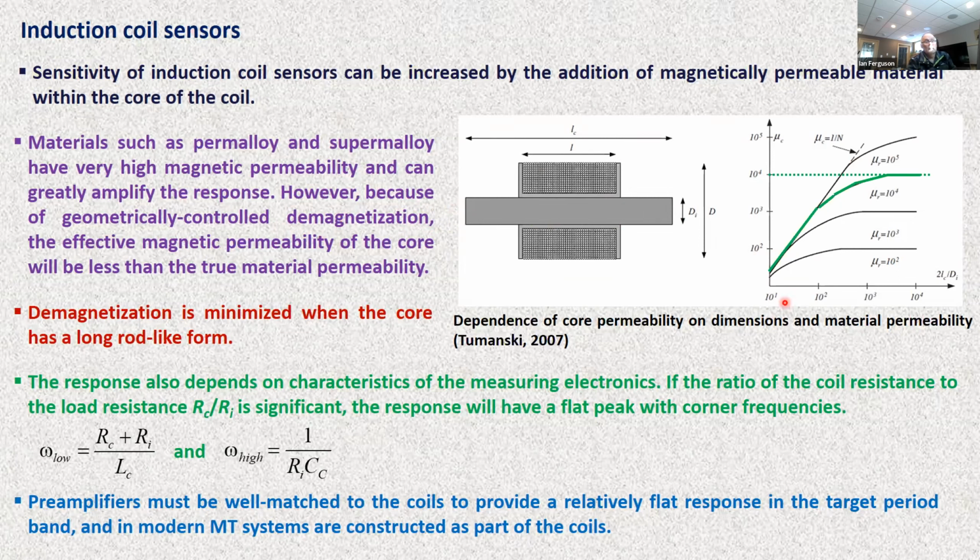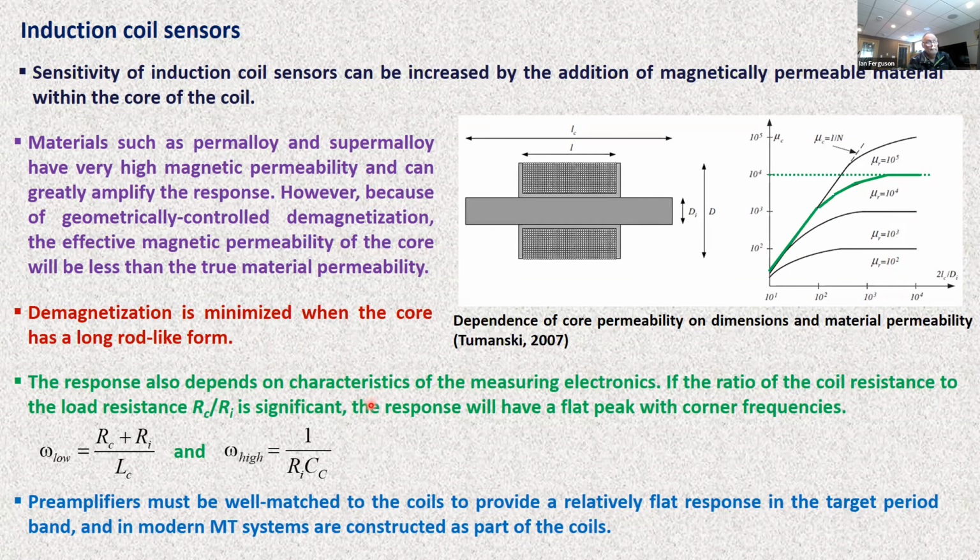For instance, what it's showing is the net permeability versus the ratio of the length to the diameter of the coil. So for instance, if we have a material with a relative permeability of 10 to the 4, the coil itself will only have this permeability if we have an extremely long, in this case over a factor of 1,000, length to diameter ratio. Overall, the demagnetization, however, is minimized when the core has a long rod-like form.